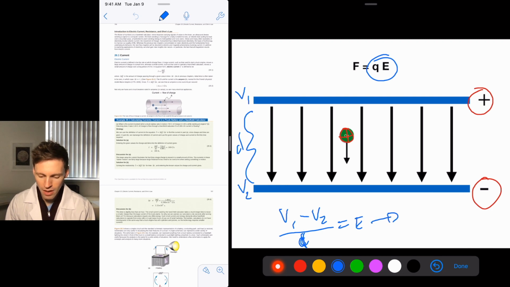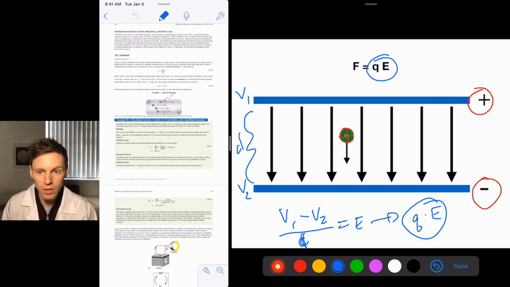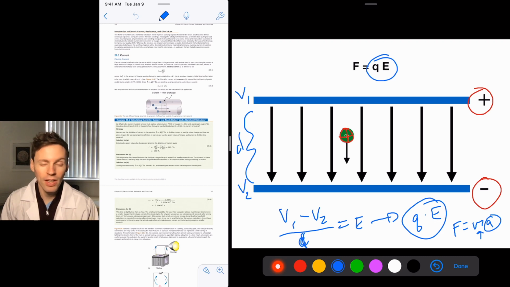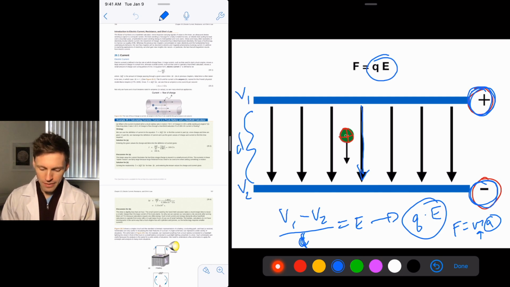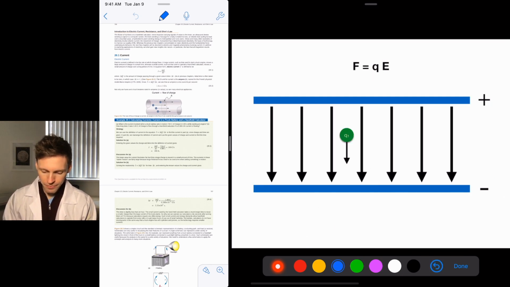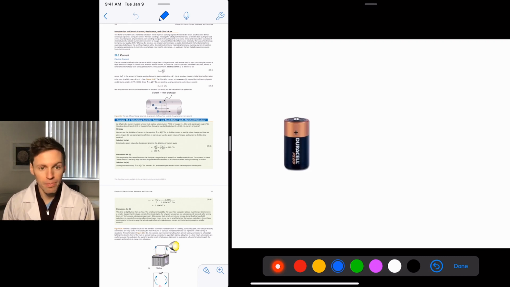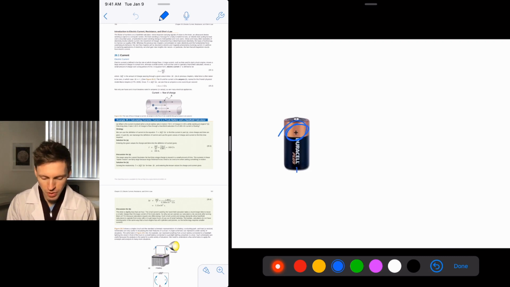You can take this charge times that electric field strength, and that'll tell you how much force is on it. Then you can say F equals ma. If you know the mass of the particle, you can actually calculate how much it accelerates, which is kind of cool. But all you need to care about here is that when you have a positive potential and a negative potential, the electric field lines exert a force on a positive charge in the direction of the negative charge, okay? That's the main thing.